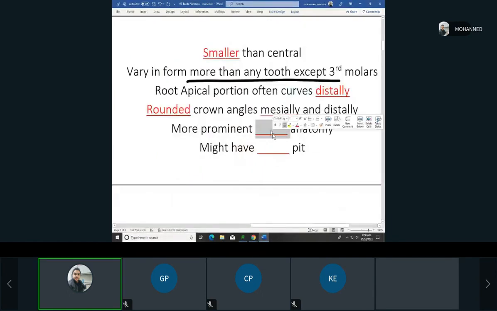More prominent on what side? Lingual anatomy, right? We can even have a lingual pit. So compared to the central, if we ask which one has more prominent lingual anatomy, bigger or more prominent lingual ridges, more prominent cingulum, the one that might have a lingual pit, that will be the lateral incisor, not the central incisor. Okay, all good. Moving on.